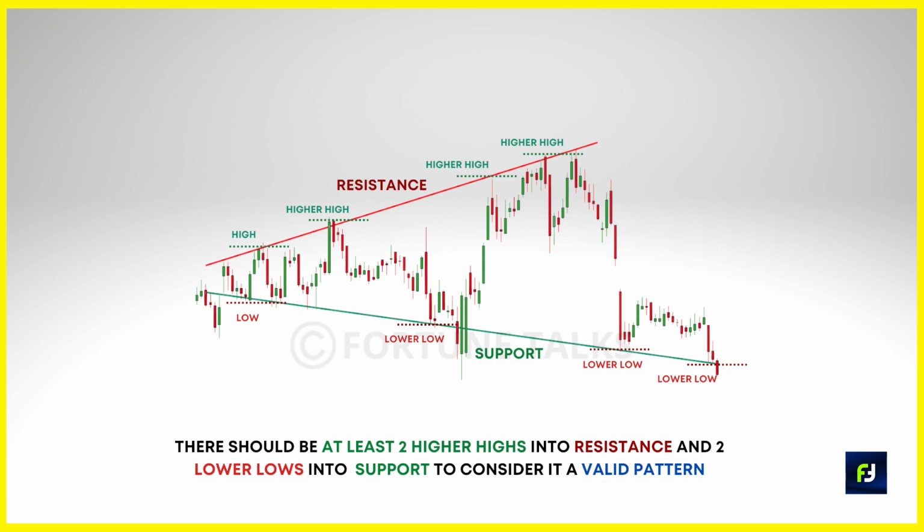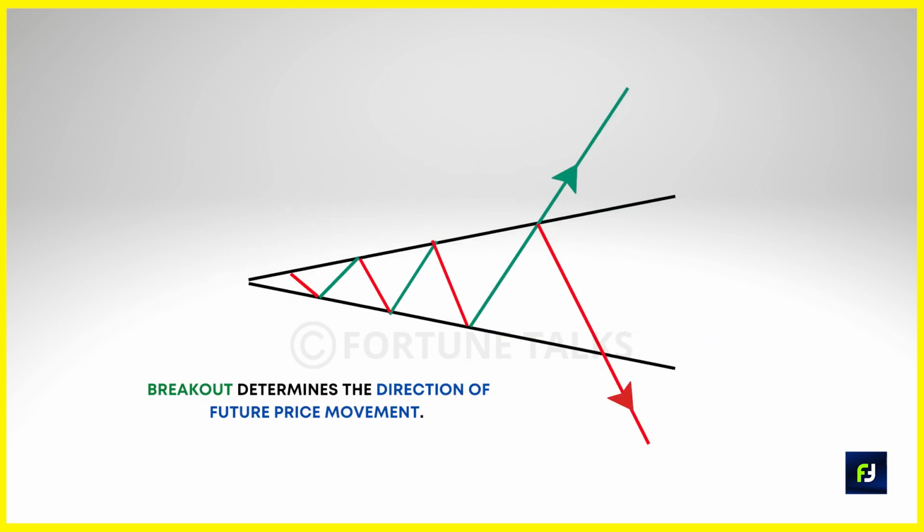That is, there should be at least two higher highs into the ascending trendline resistance and two lower lows into the descending trendline support to consider it as a valid pattern. Now, similar to a symmetrical triangle pattern, in the broadening triangle pattern too, the breakout determines the direction of future price movement.